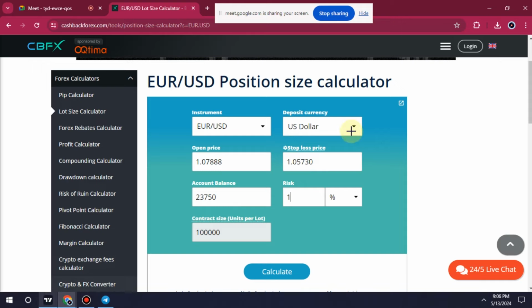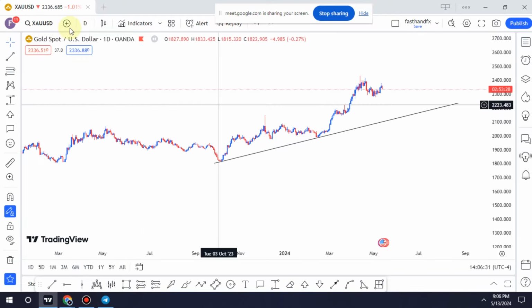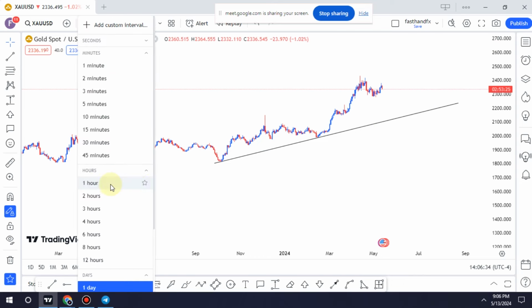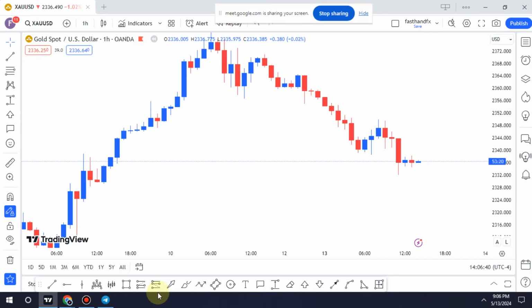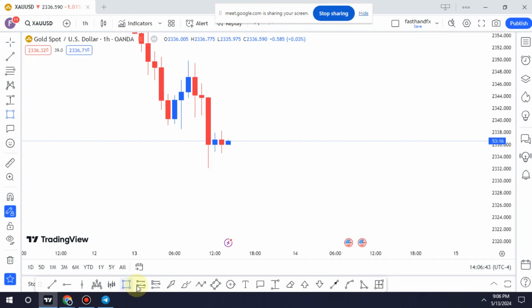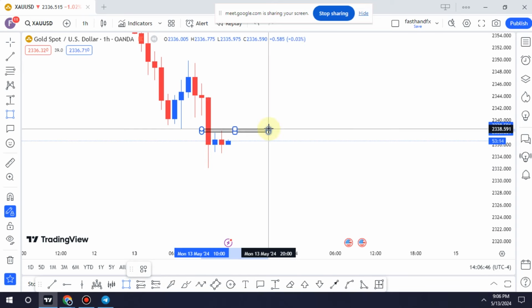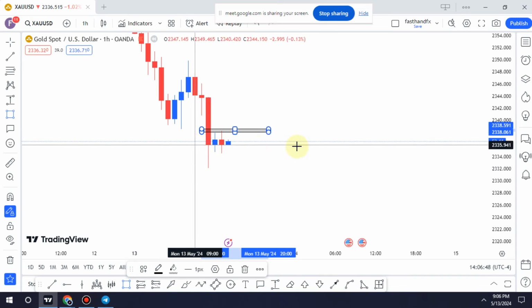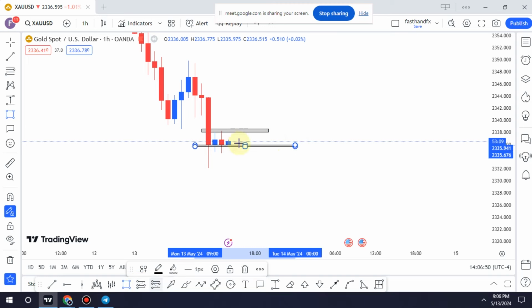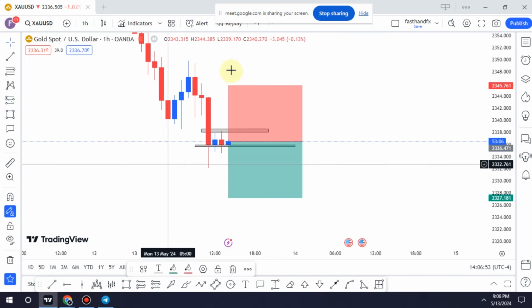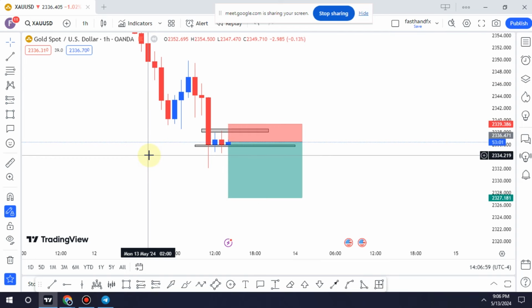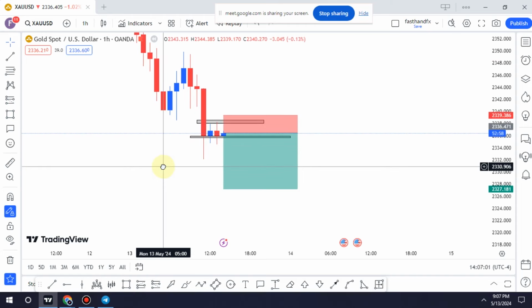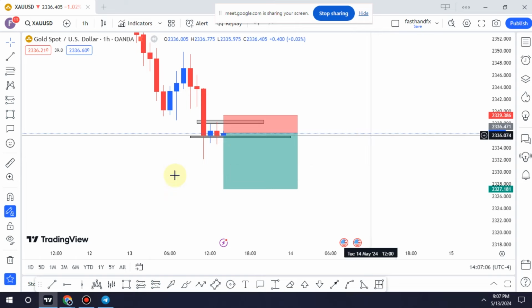So let's see, for example, a gold trade. Let's say you want to take a sell on gold. Your stop loss, of course, let's say this is the last high. And probably you want to take your sell position right now. So let's say you took a sell right here, and of course, your stop loss above, probably something like this. So for you to calculate your risk, or to know the amount of losses that you should be using on a gold trade, this is what you should be doing.